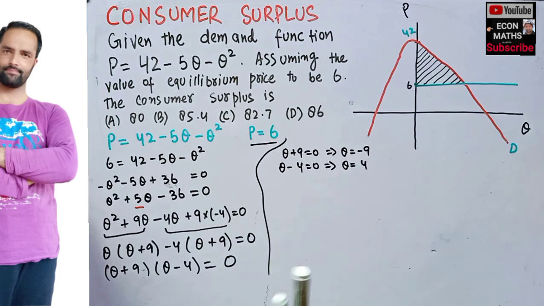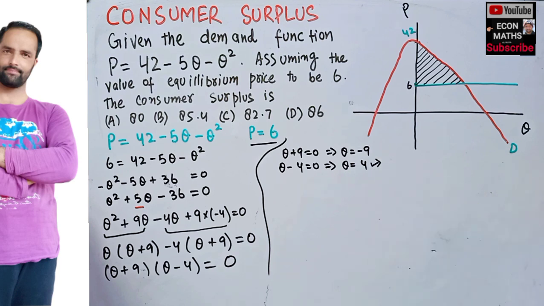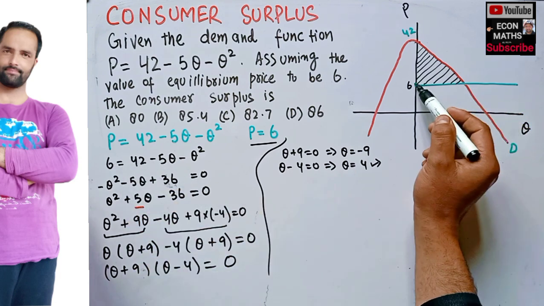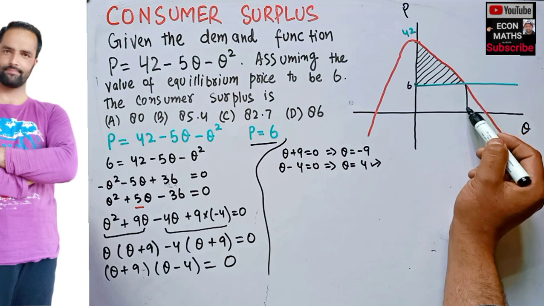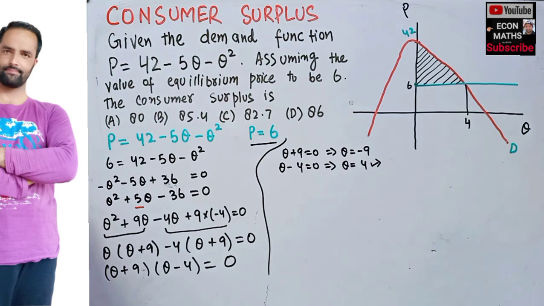Okay, q is equal to minus 9 does not make sense because quantity cannot be negative. So we take the positive quantity, that is q is equal to 4. That means when price was 6, quantity is equal to 4. Okay, now what will be the consumer surplus?